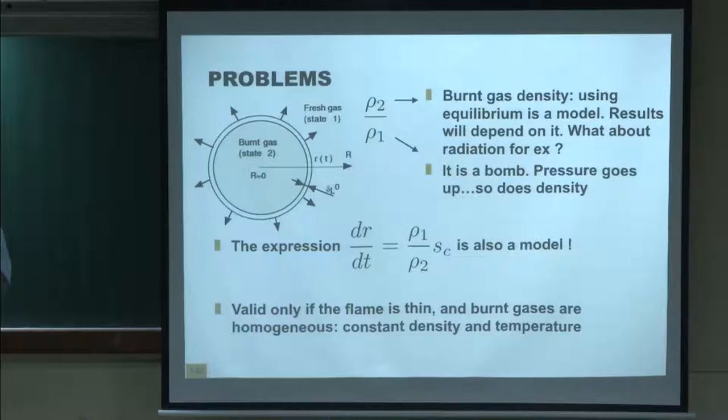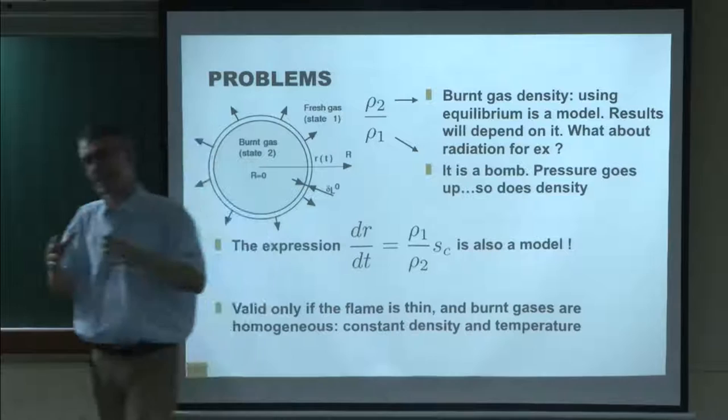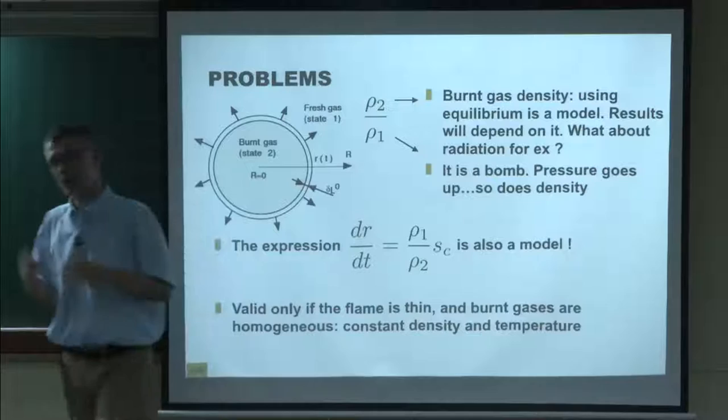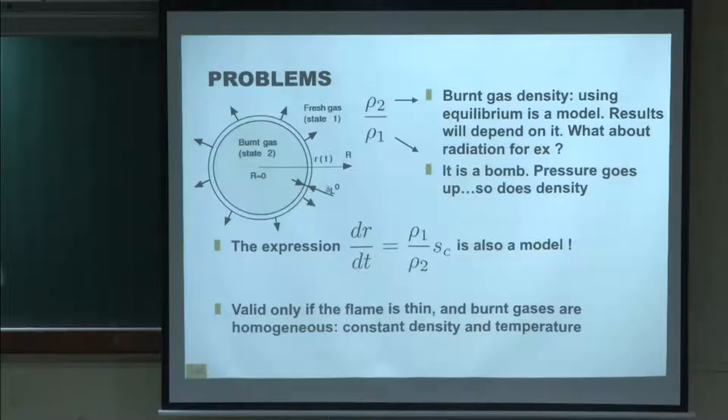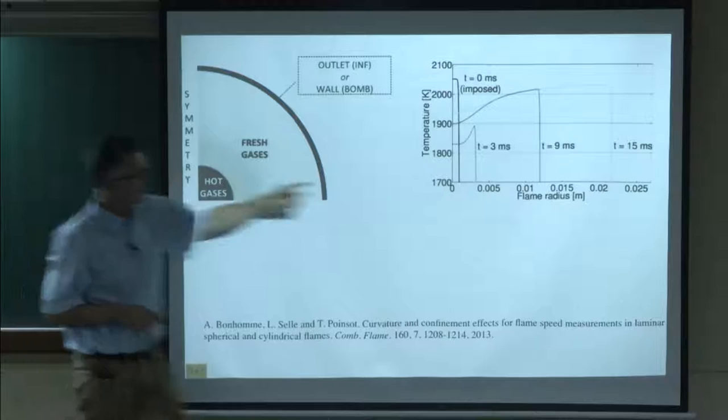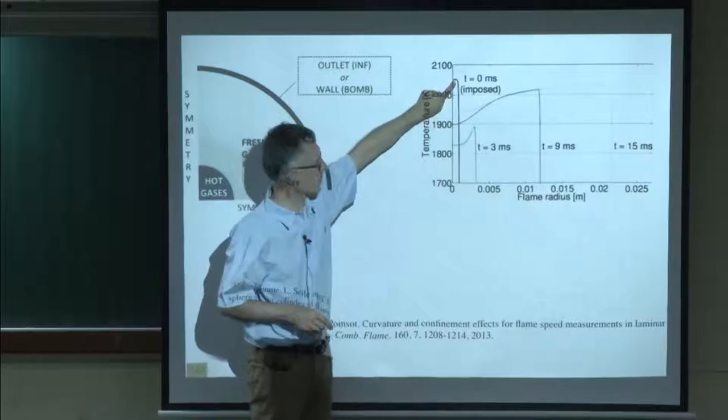The second problem is that it is still a bomb, so the pressure is still going up. So when you say that rho 1 is constant, probably it's not a good idea. So we end up with something which gives us SC, but it's not a clear measurement. It's a measurement mixed with some modeling idea here. So what we did, for example, we did a simulation of this problem. You can do that. You take a spherical flame. You can write a code in spherical coordinates. And you start by, here is the center of the flame. Here is the initial condition. So it's burnt in the center. And here it's cold. And you let it go.